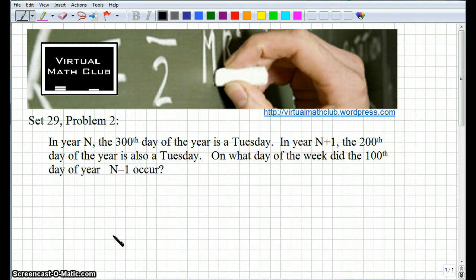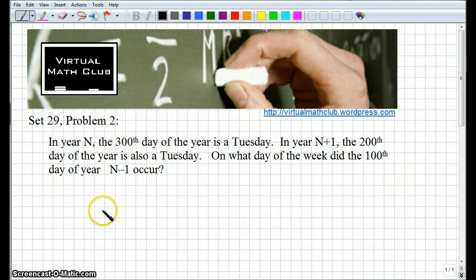Right, problem number 2. In year n, the 300th day of the year is a Tuesday. In year n plus 1, the 200th day of the year is a Tuesday. On what day of the week did the 100th day of year n minus 1 occur? Oh boy. This is a hard problem.